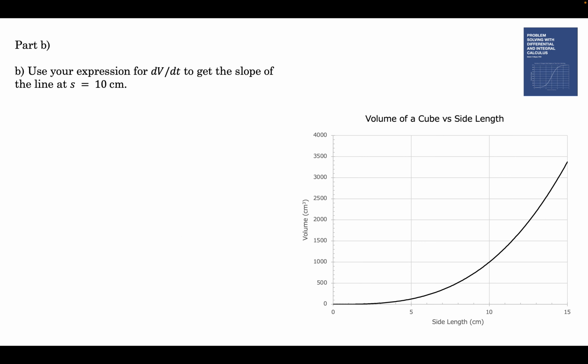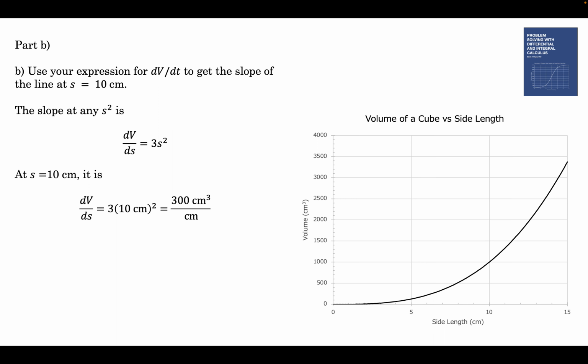Part B just asks for what's the slope at 10 centimeters. So we can just plug it in, and we get 300 cubic centimeters per centimeter. That's the rate of change of the volume with side length at 10 centimeters.